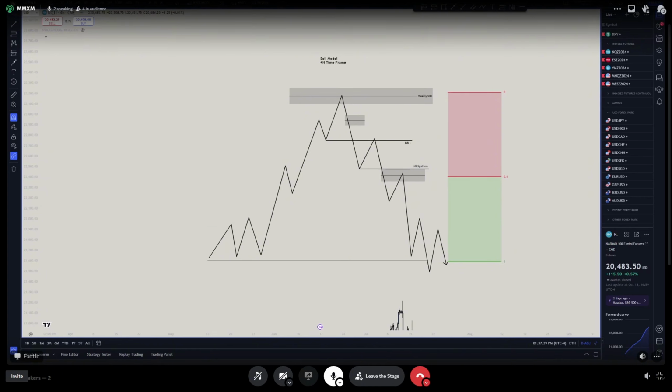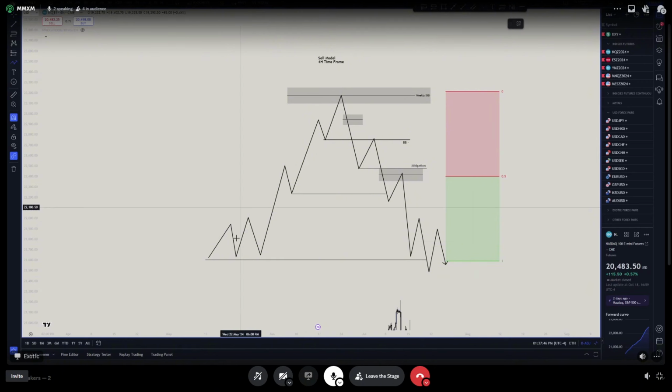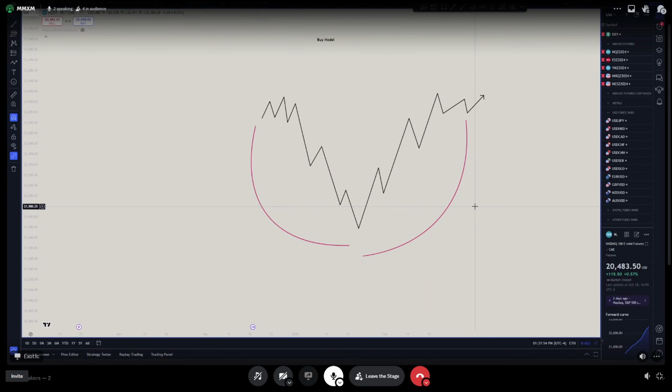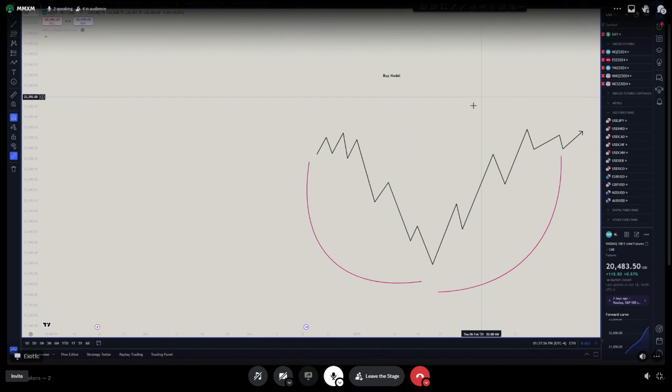We could end the sell model here. The sell model could be ended here. It does not have to go lower to this original consolidation if the overall higher time frame is still bullish, right? So just remember that. Now, it's going to be the exact same thing when it comes to the buy model. This time, we'll look at a 1 minute buy model here.